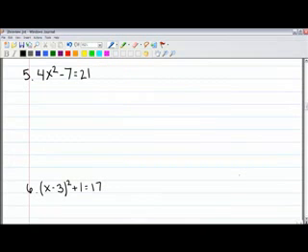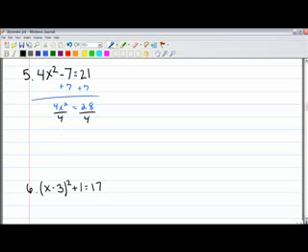Alright, number 5, it says solve by taking the square root of both sides. Not going to be the first thing you want to do, but at some point in the process you need to take the square root of both sides. I'm going to start by adding 7. 4x squared equals 28. Before I take the square root, I'm going to get x squared by itself, so I'll divide both sides by 4. And I have x squared equals 28 divided by 4, which is 7. Now I can take the square root of both sides. So x equals plus or minus the square root of 7.